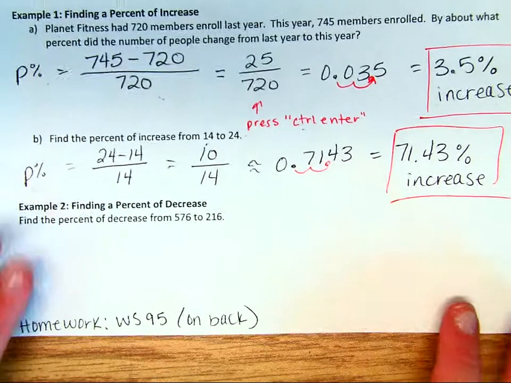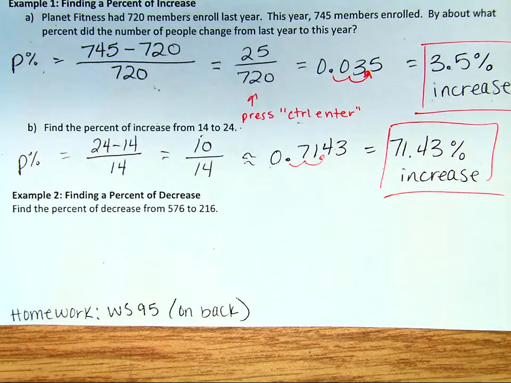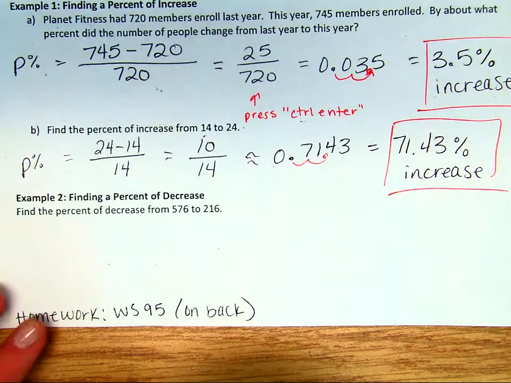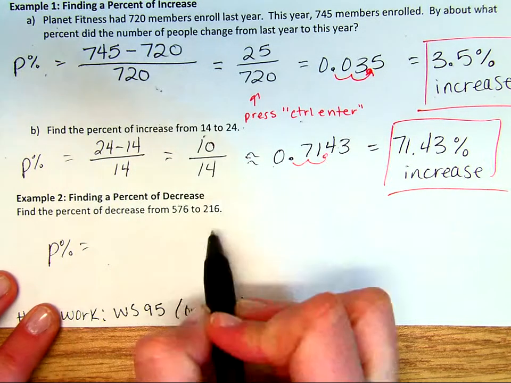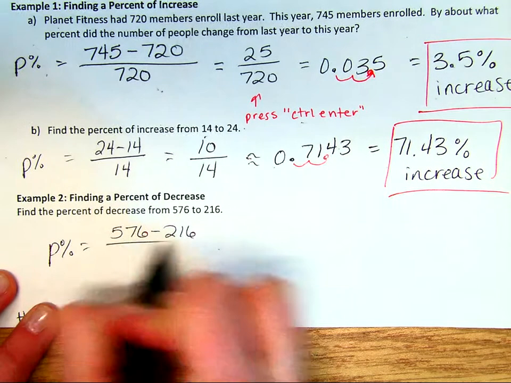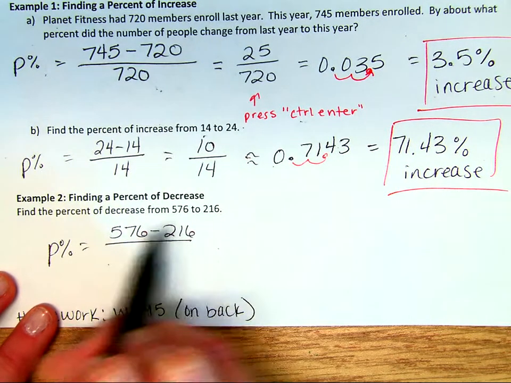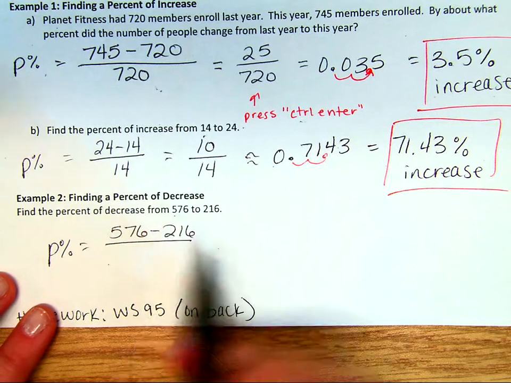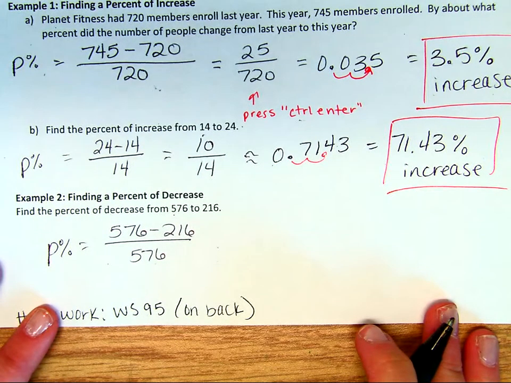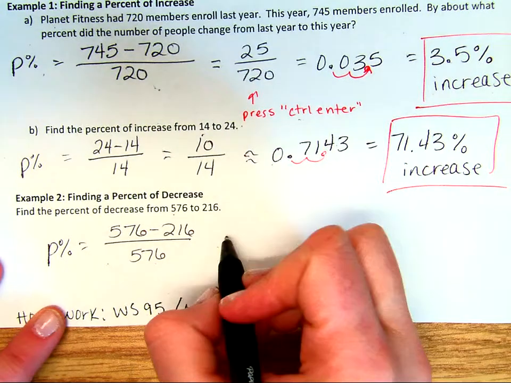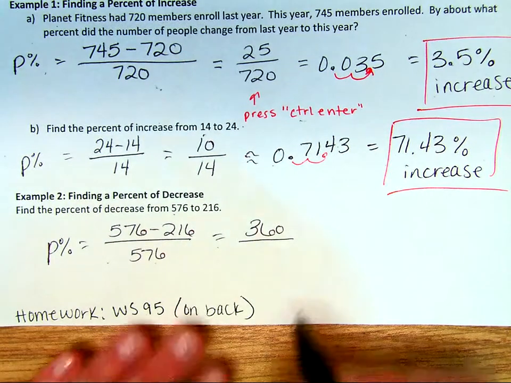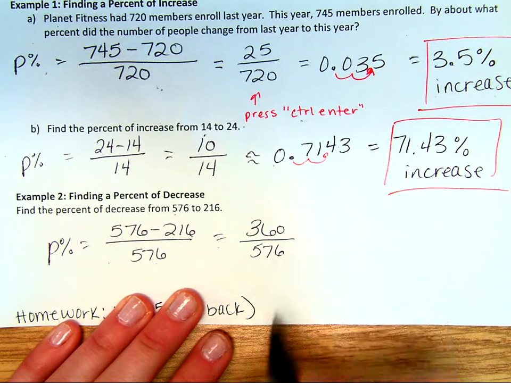Okay, next one says, find the percent of decrease from 576 to 216. Okay, same formula, bigger minus smaller. So this time I'm going to do 576 minus 216 divided by the original. The original number from 576 means 576 is the original. So 576 minus 216 is 360. You could use a calculator for that if you wanted to. And then I have to divide that by 576.